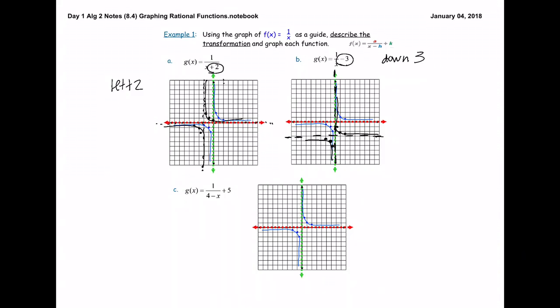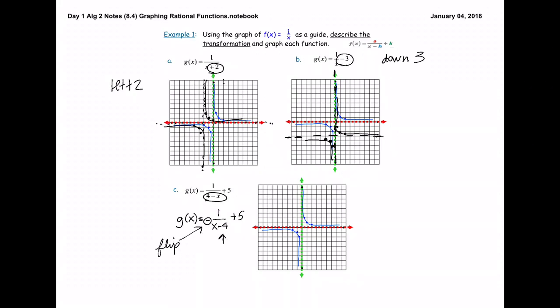When we look at G, we notice that our 4 and our x are backwards. So whenever this happens, we want to make sure and factor out a negative. So 1 over 4 minus x is the exact same thing as saying negative 1 over x minus 4. So this negative on the outside here, which we associate with our a, is going to tell us that our graph flips.